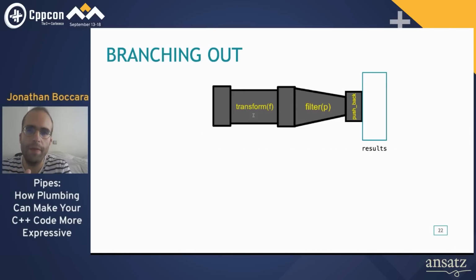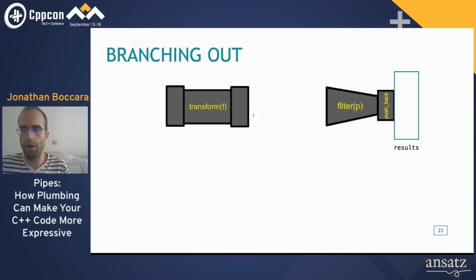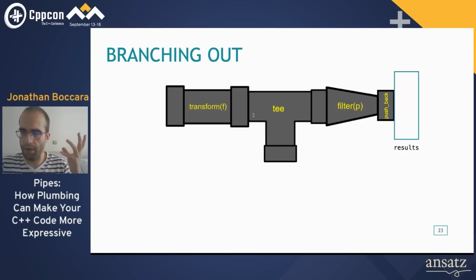Now let's see one thing that I think is specific to the push model and to pipes. I haven't seen that anywhere else. It's the concept of branching out. Because if you think of a pipeline as in real life with plumbing, you can imagine a pipeline branching out into several directions. This is something that we can imagine quite easily.